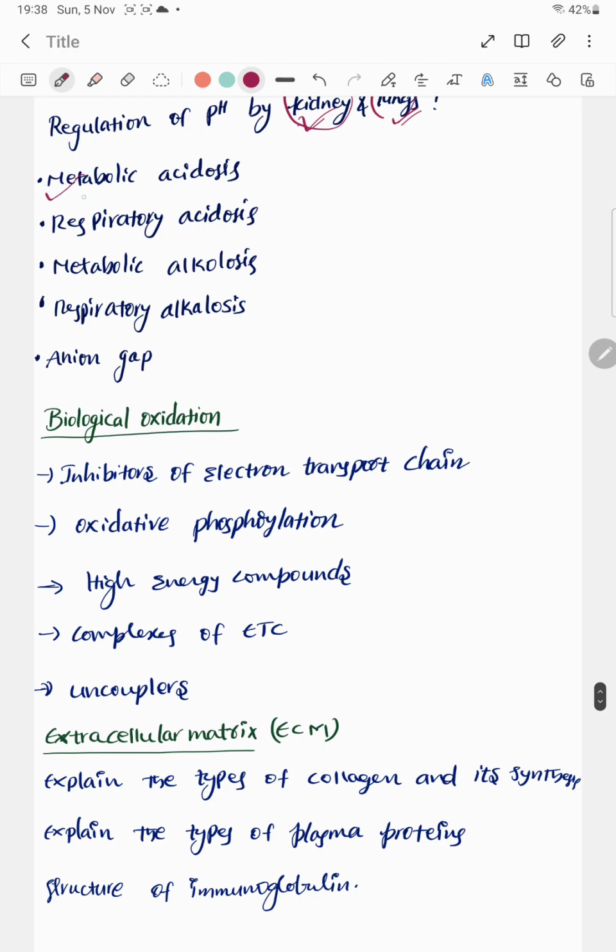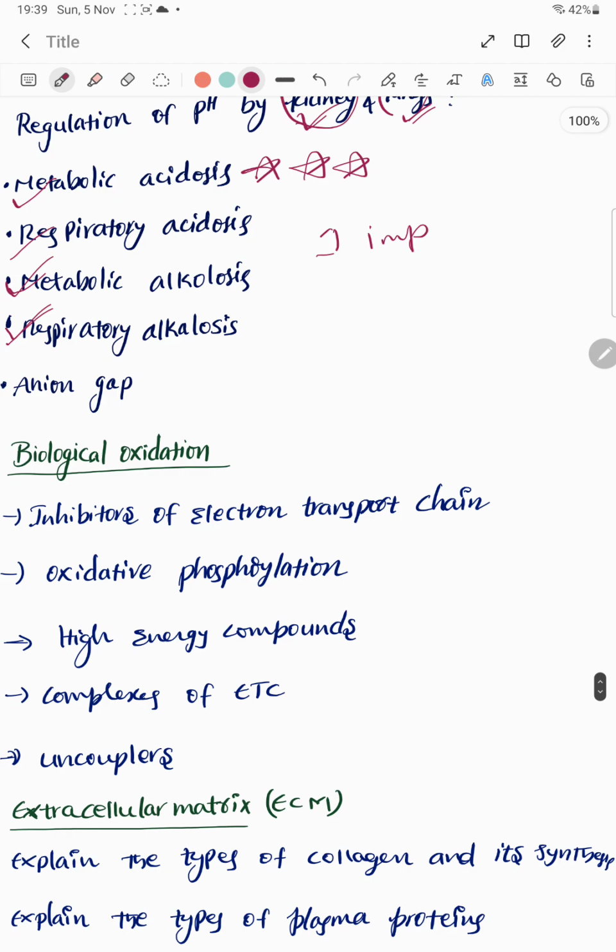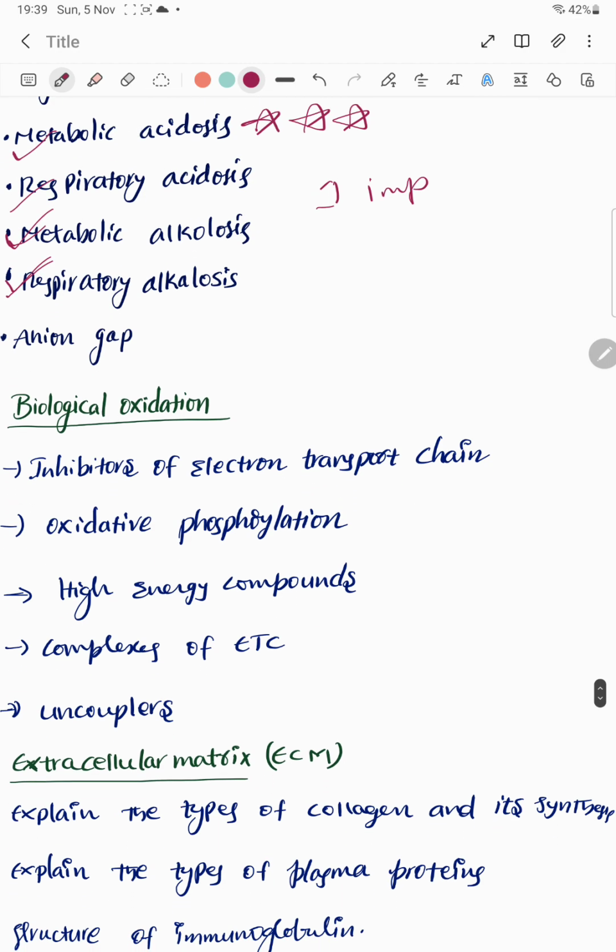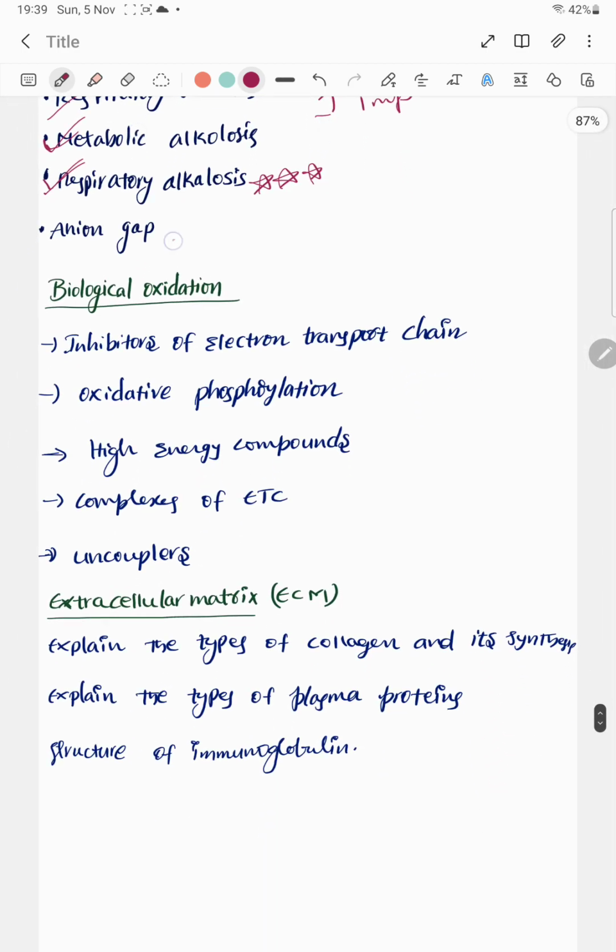And followed by metabolic acidosis, respiratory acidosis, metabolic alkalosis and respiratory alkalosis. Among the 4, 1 is important. Mostly, if you ask me, metabolic acidosis is important, because this you will see in diabetes. So metabolic acidosis is very important, and respiratory alkalosis also very, very important. So these 2 you should read and go. Anion gap, very, very, very important.